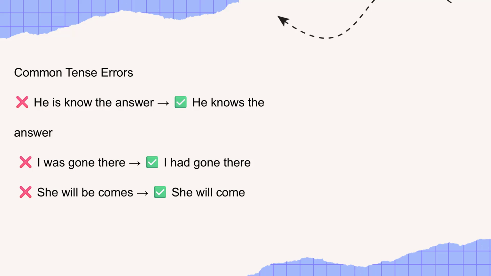Common tense errors. Let's finish with some common errors in tense usage. Do not say he is know the answer, say he knows the answer. Avoid I was gone there, say I had gone there. Do not say she will become, say she will come. Tense errors confuse your message and reduce fluency. Practice correction and pattern recognition to avoid these mistakes.